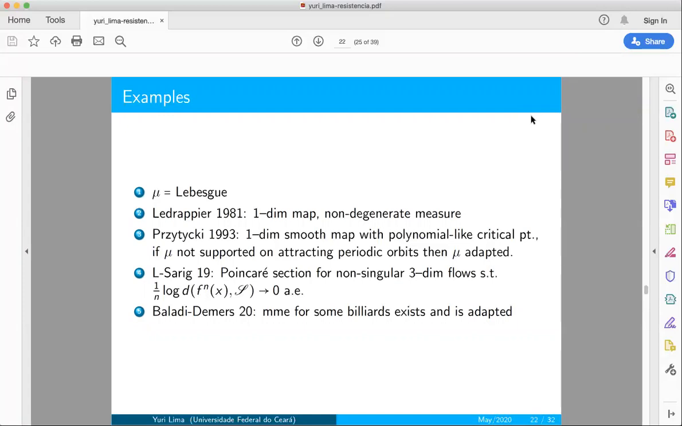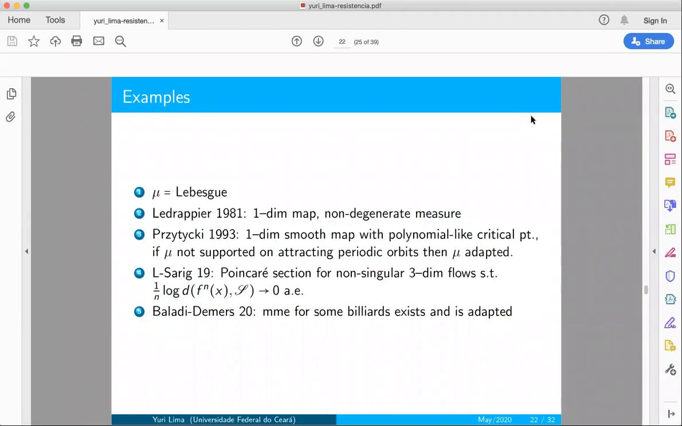Okay, so going back to the examples, the second one is by Ledrappier, 1981. He considered one-dimensional maps. I think that they were actually multimodal maps, so he did not allow discontinuities. And he defined basically the definition of adaptedness. He called them non-degenerate measures. And in the same context of multimodal maps, Chitiţă in '93 was able to show that whenever all critical points are polynomial-like, then every invariant measure that is not supported on an attracting periodic orbit is actually adapted.